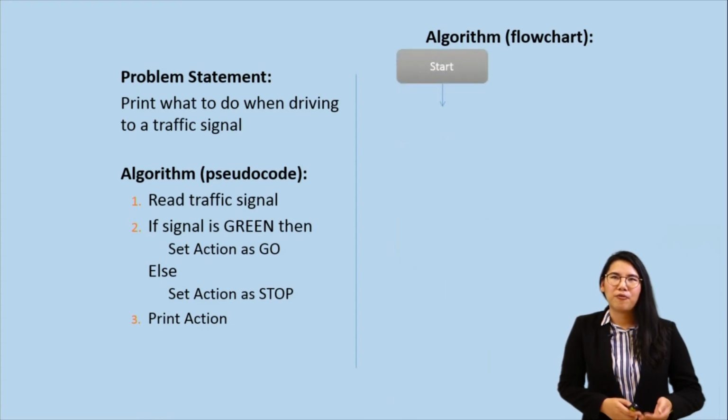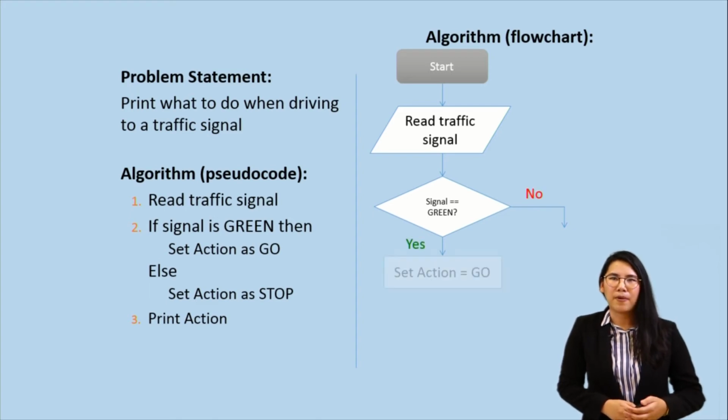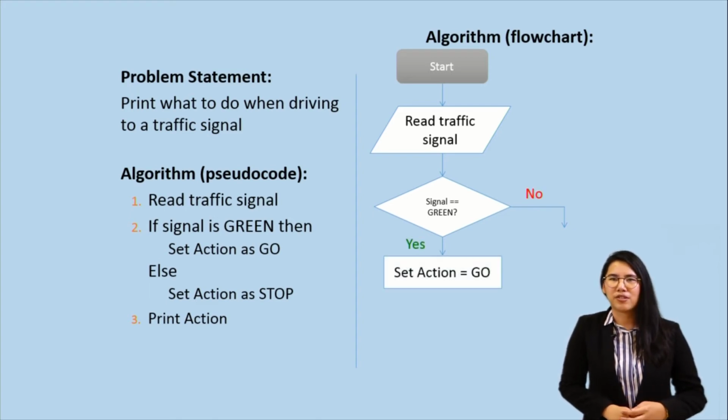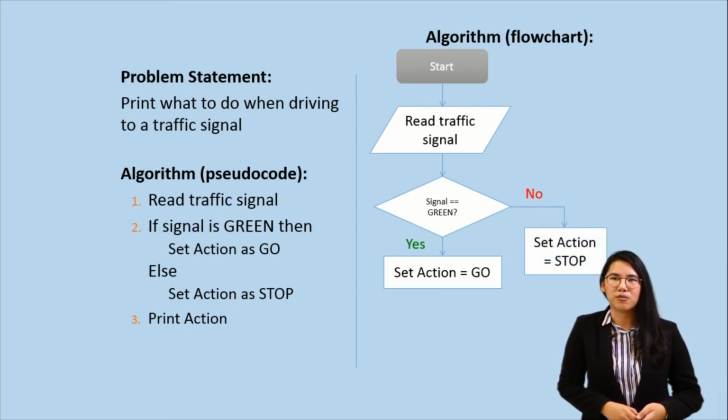Coming to the flowchart, you start with the start terminal, and again, read the input, read traffic signal, followed by the decision: whether the signal is equal to green. If it's yes, if it's no, what happens? If it's yes, you set action equal to go. And if it's no, you set action equal to stop. And you combine them together, print action, and then that's the end of the program.